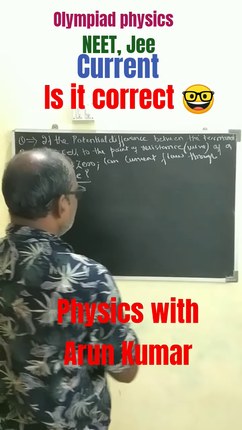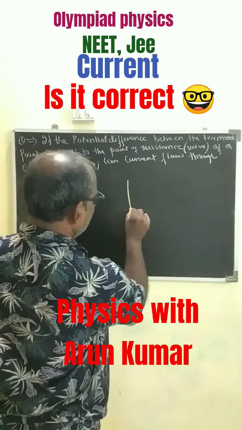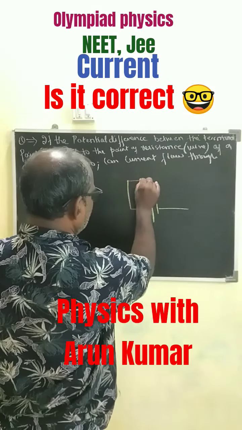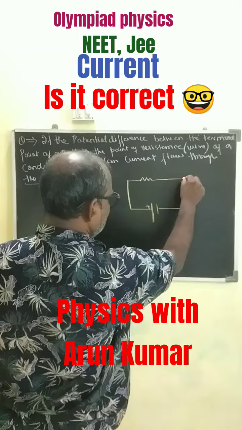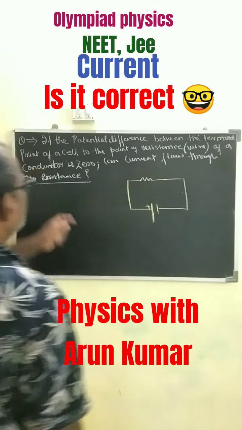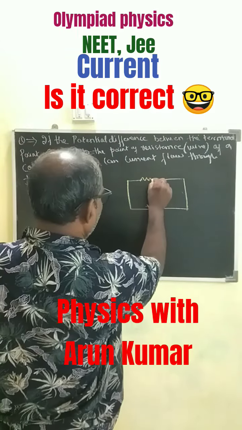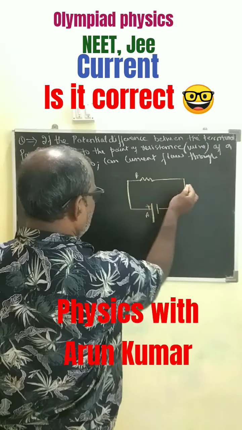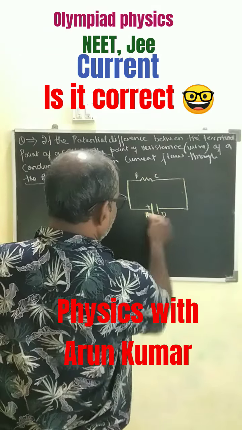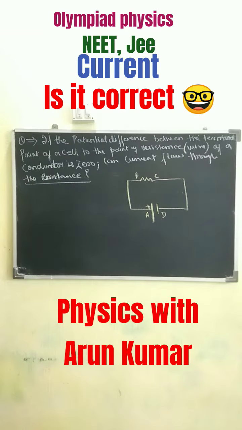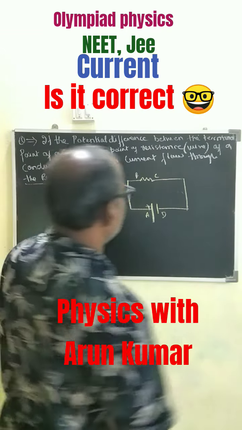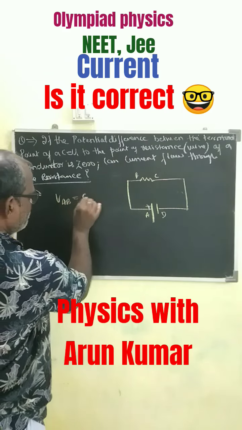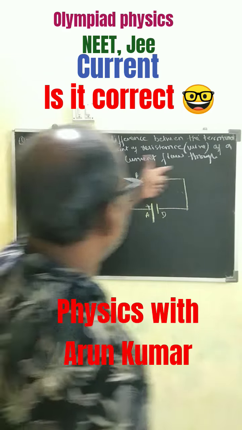How could the diagram be? The diagram would be somewhat in this way. So this is, suppose, the resistance. Now they have said that the potential difference, let us say between point A, point B, point C, point D, that means the potential difference between the terminal points, that means V_AB equals 0. Then can current flow through this?